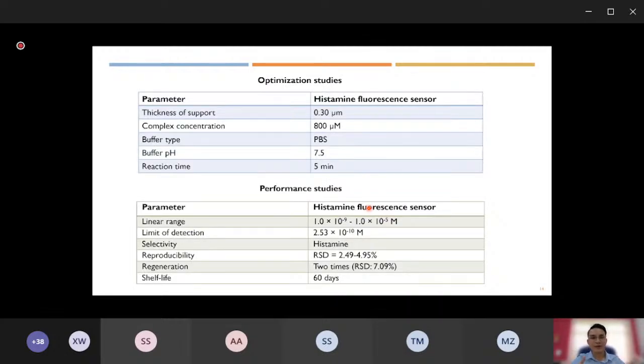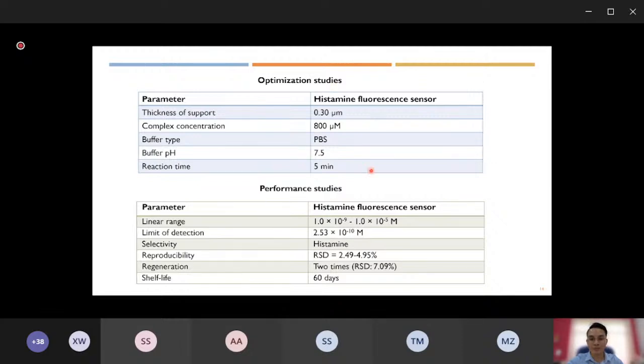So here are the parameters selected to optimize the sensor. The first ones are the thickness of the support, complex concentration, and buffer type. There are a lot of buffer types. Then buffer pH, at what pH the histamine works well, and also the reaction time of our sensor to bind, to sense, or to detect the histamine.